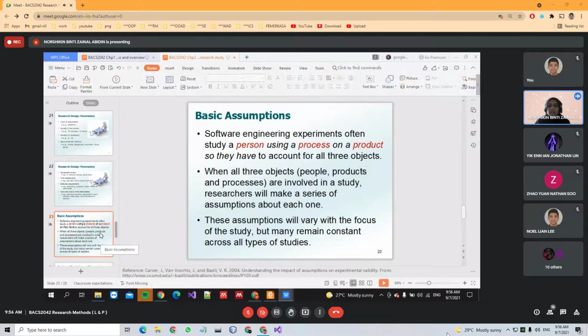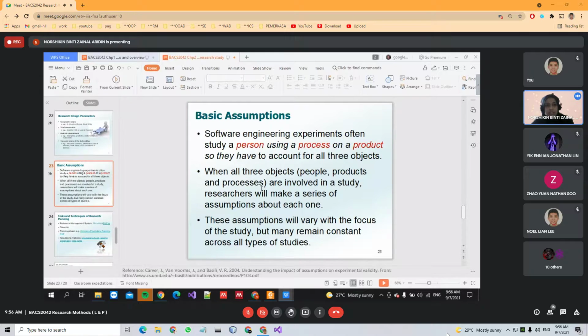So this is a basic assumption. It's not a description, it's an explanation. The basic assumption is why we want to conduct our research. Yeah, basic assumptions.